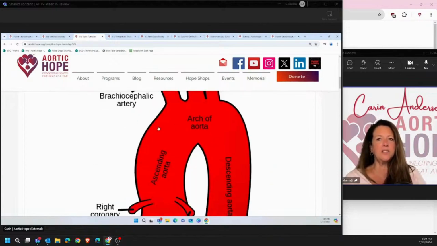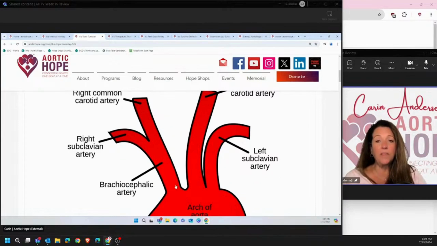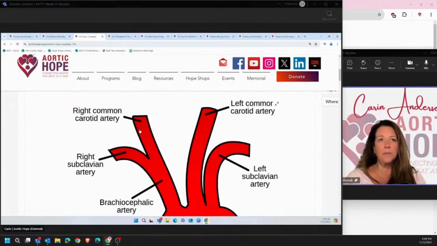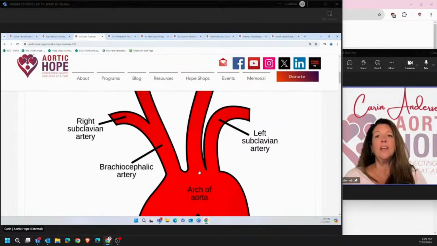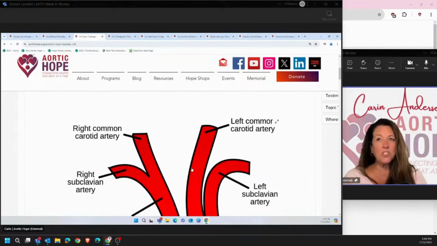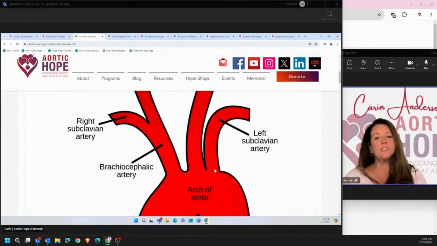Here it is. Look at this. Big aorta here. You have the branches that come off the arch. So you've got the brachiocephalic artery that branches off to the right subclavian and the right common carotid artery. They all come off of this. Then you've got that middle artery here, which is your left common carotid artery. And then the last branch is the left subclavian. If I am not mistaken, your subclavians go to your arms. Your carotids go to your brain. I'm not a doctor, but I think I'm right on this.